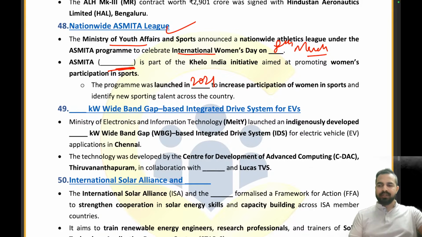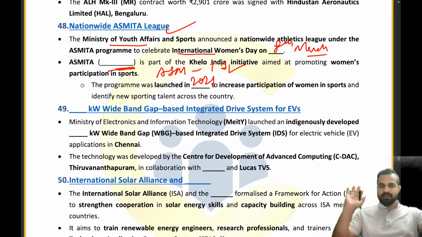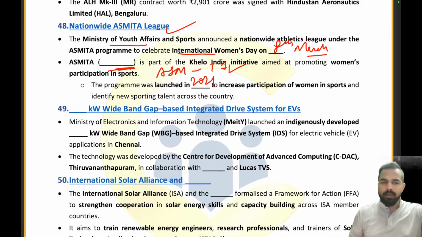That is advancing sports milestones of women through action. Right? Clear to everyone? Now please tell me what amount of kilowatt wide band gap based integrated drive system for EVs was there? That is 30 kilowatt.